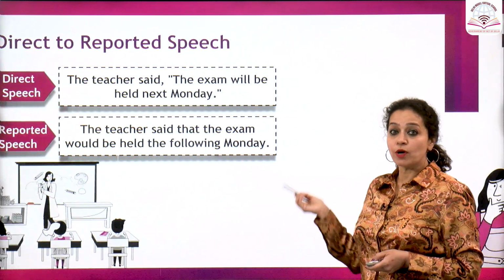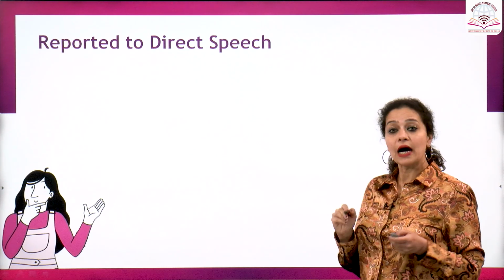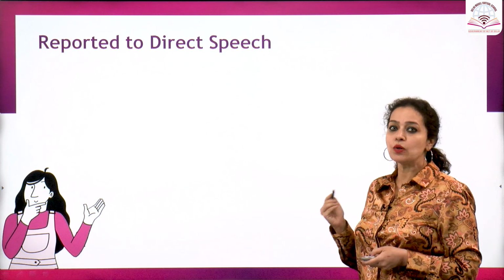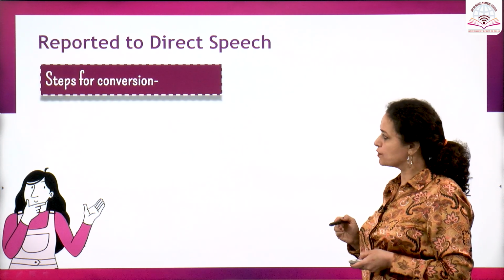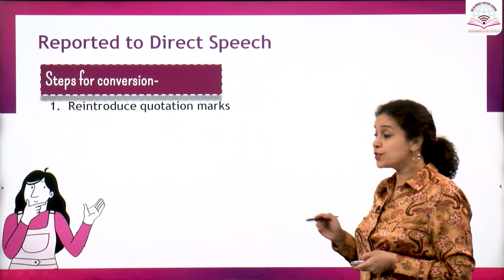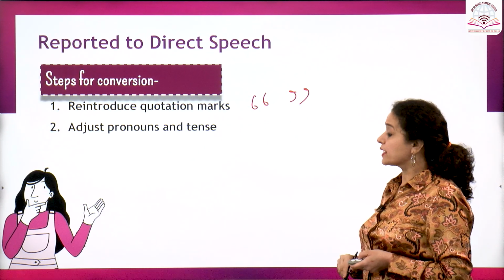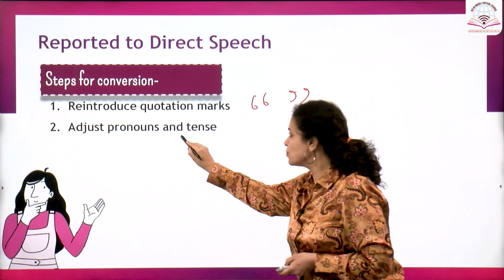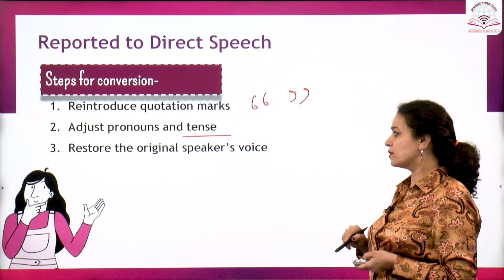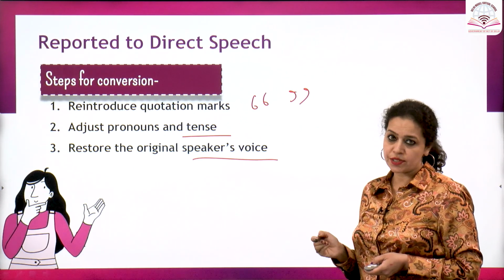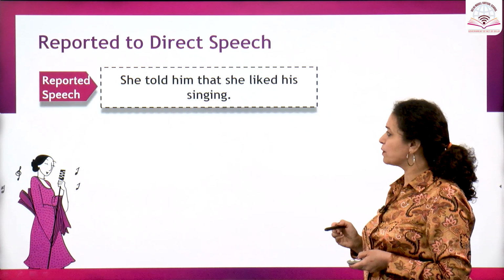Now let's talk about the second conversion, that is how to change reported to direct speech. Now let's have a look at the steps for conversion. First of all, reintroduce the quotation marks. Second, we have to adjust pronouns and tense. And third, restore the original speaker's voice. And let me show you the example for the same.